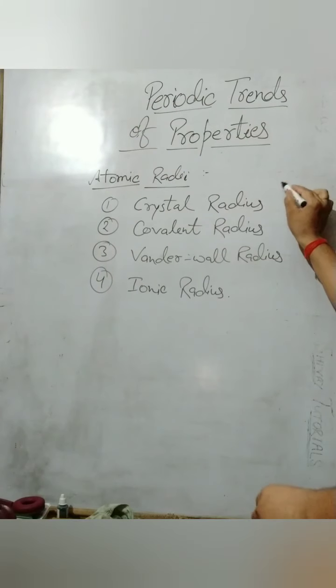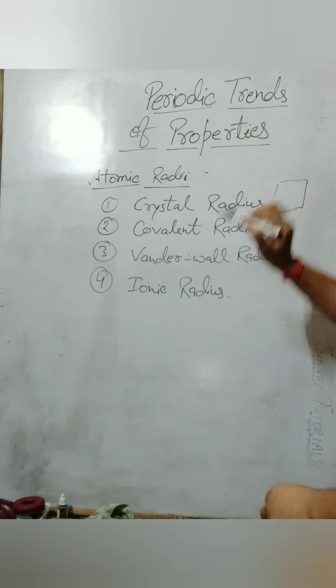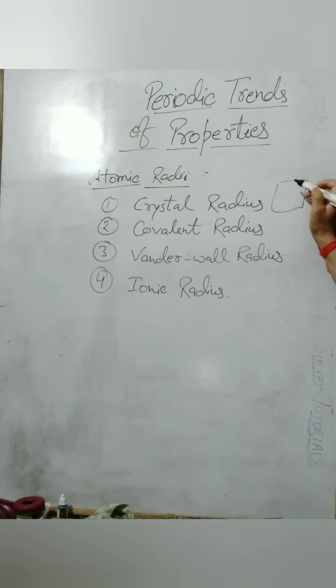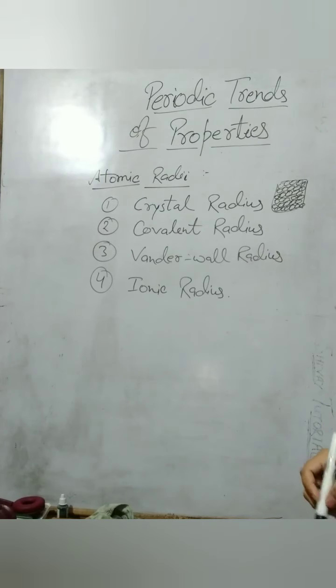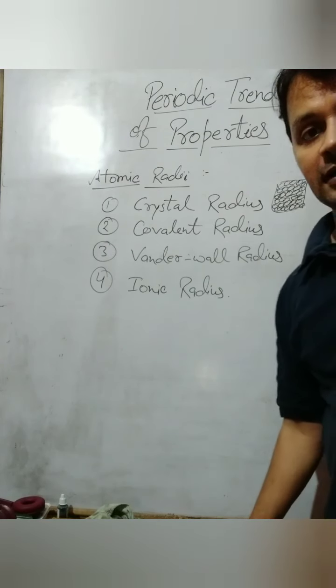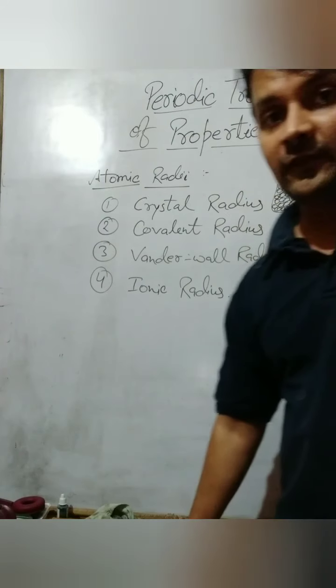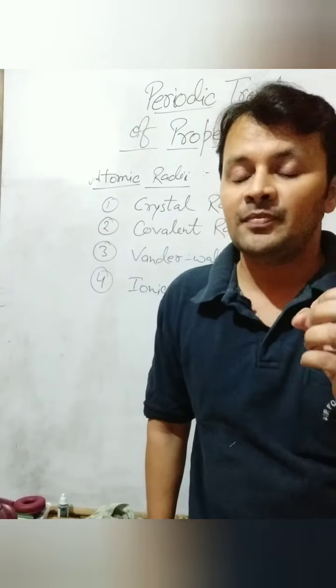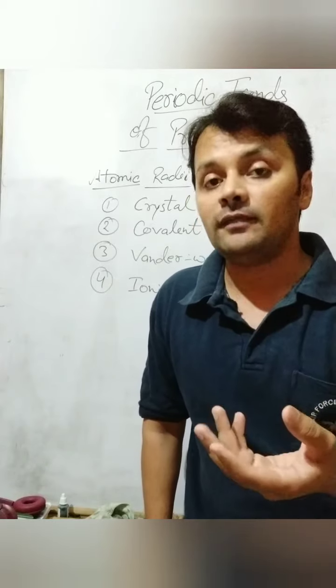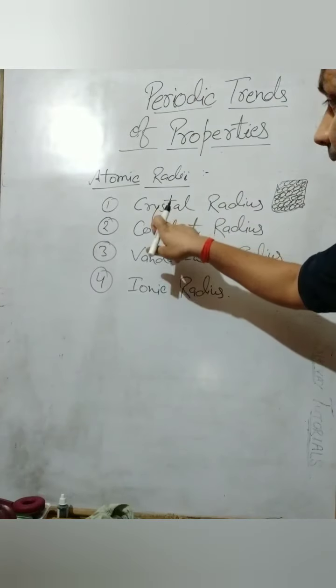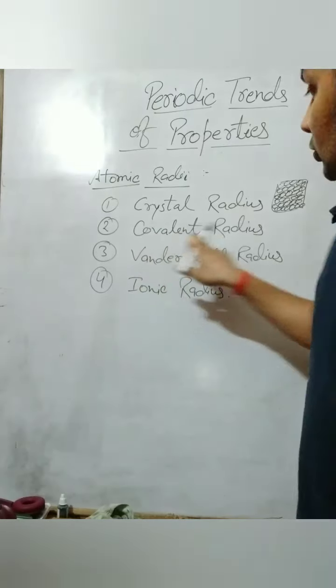If we have a block of any solid, then in that solid there will be so many atoms of the same type packed very close to each other. If we can calculate the distance between two atoms, then we say this is the crystal radius. The atoms are packed in the block of that metal. So how can we calculate the radius of any atom in solid form? By calculating the crystal radius.